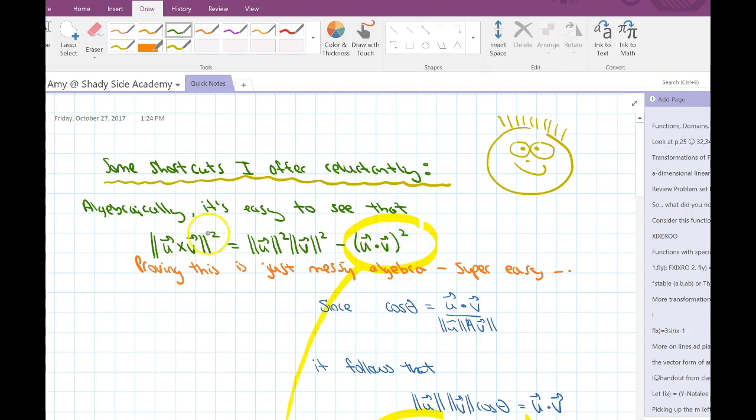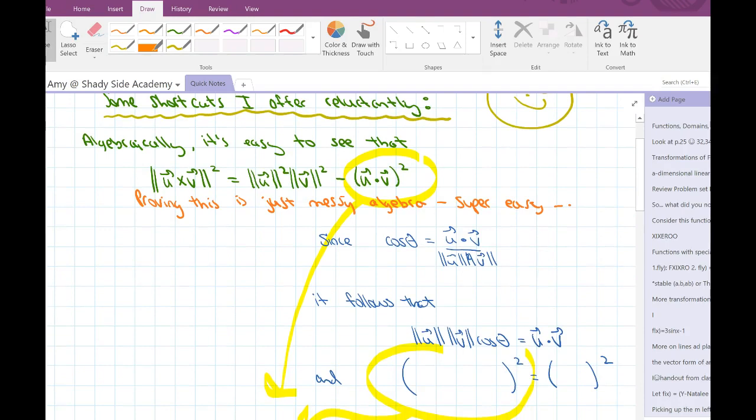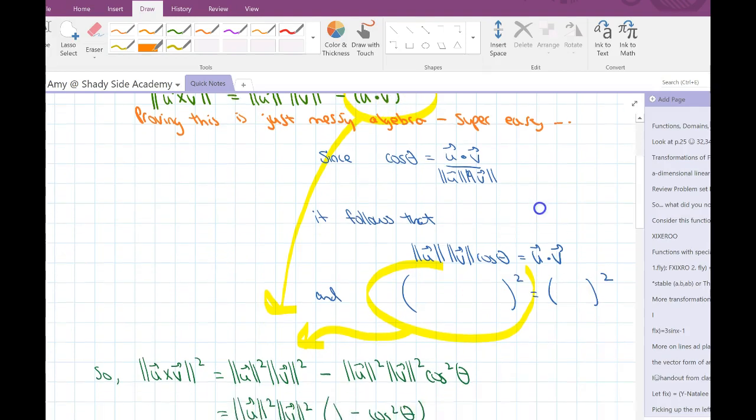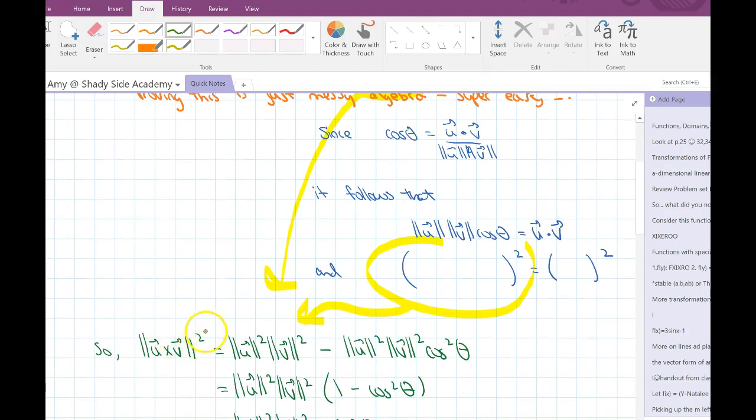Anyway, taking this statement, we know that cos theta is u dot v over magnitude of u, magnitude of v. All I did in my next step in blue here is I solved it for the dot product, multiplying both sides by the denominator, and I just squared both sides, okay? And what that gives me then is an expression here that would equal this dot product squared. And by substitution, I'm going to substitute dot product squared into here. So follow the yellow arrows. And when I do that, you see that magnitude of u cross v squared equals this. Here is that substitution. Okay, then here's just some algebra.